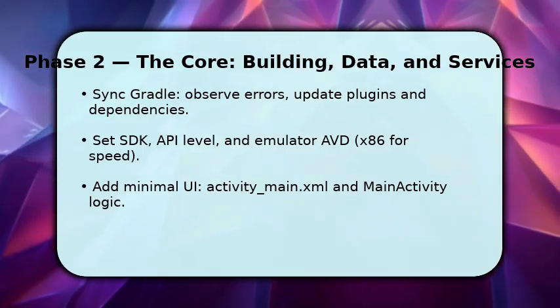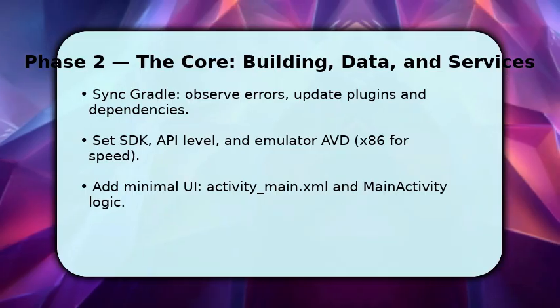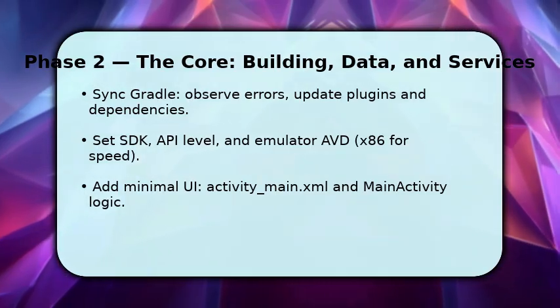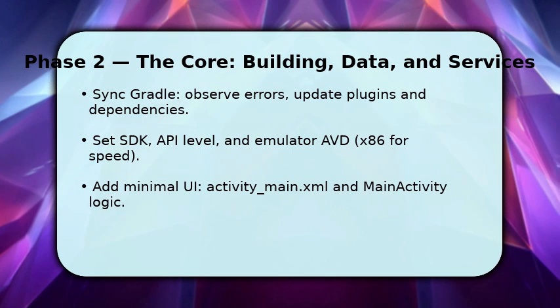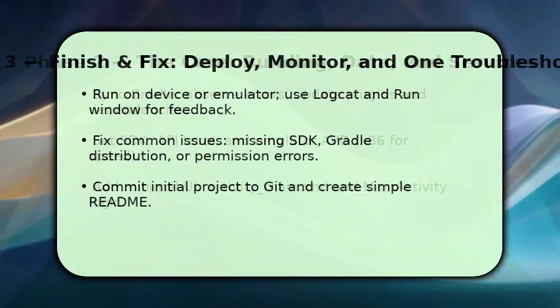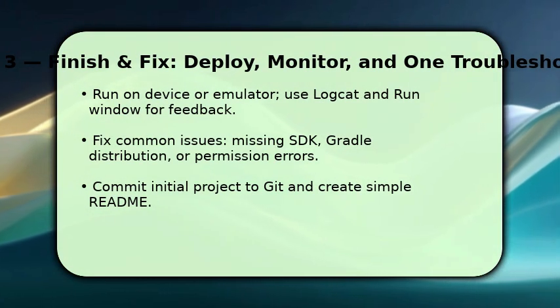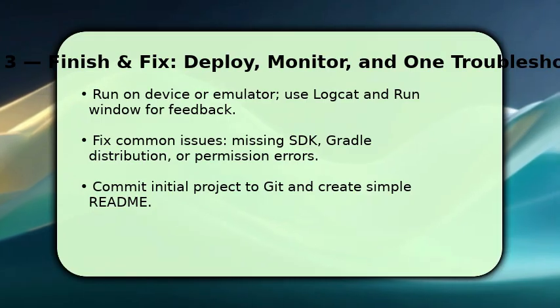Edit activity_main.xml with a simple text view. Then implement MainActivity logic to set content. Building now, you're ready to run. Select your device or AVD and click Run. Watch Logcat for crashes and the Run window for install progress.